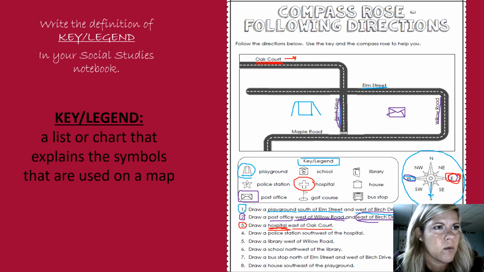Does it have to be right here? No. Can it be way over here? Yes, because both of these are east. As long as you're anywhere over to this side, you are going to be east of Oak Court. So let's go ahead and draw our symbol. I'm just going to go ahead and put it right here.